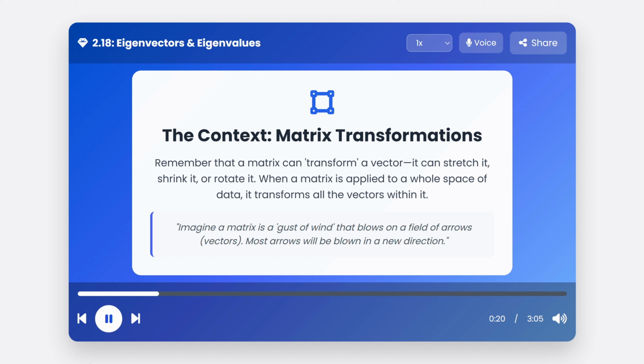It can take a vector, or a whole space of data, and stretch, shrink, or rotate it. Imagine a gust of wind blowing across a field of arrows. The wind is the matrix, and it transforms all the arrows, pointing them in new directions.